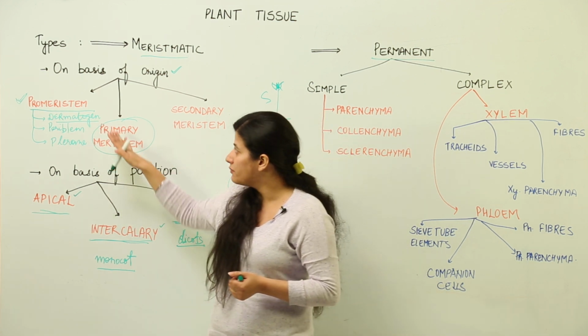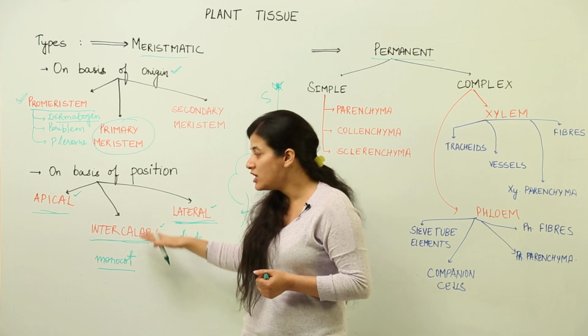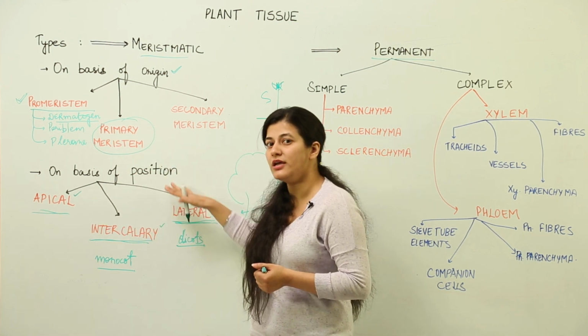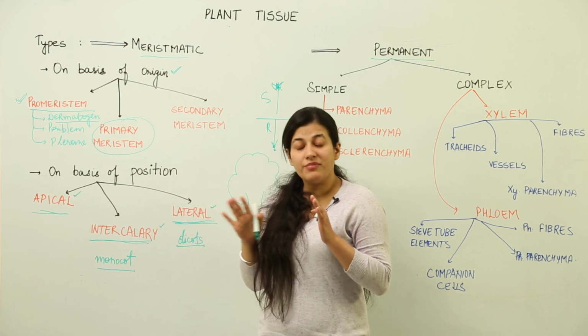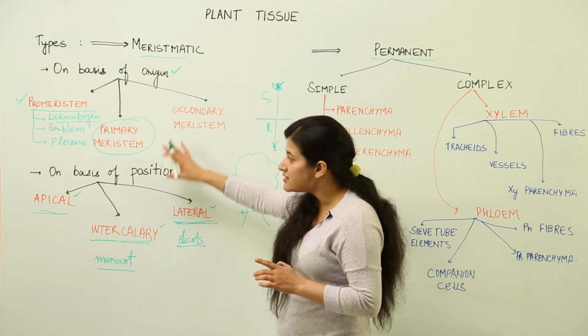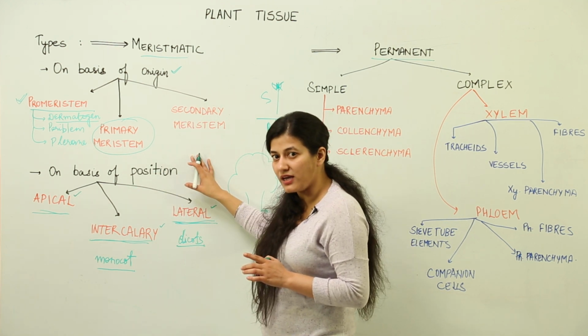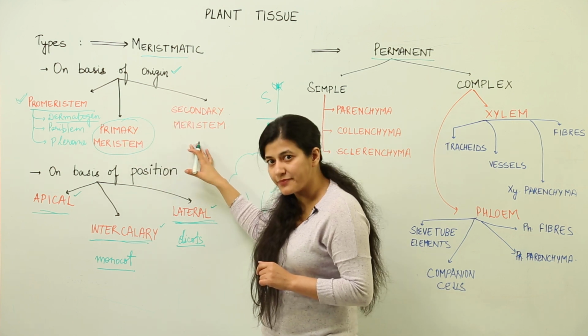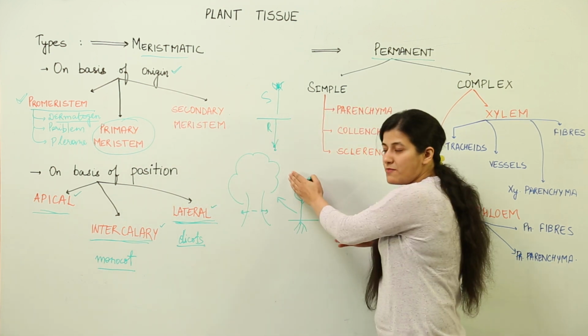I hope you are able to make a clear-cut distinction between the basis of classification and how this meristem would be located inside the plant. Please make sure that these are not 6 types. These are bases on which the classification is made, and bases being different in both the cases, we have 3 types. They would be located in the same position only.